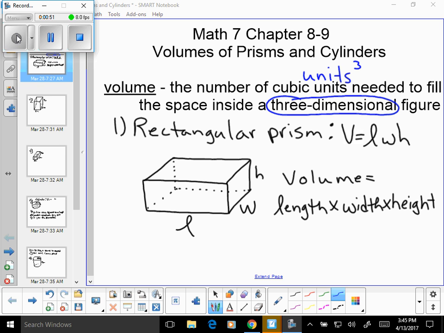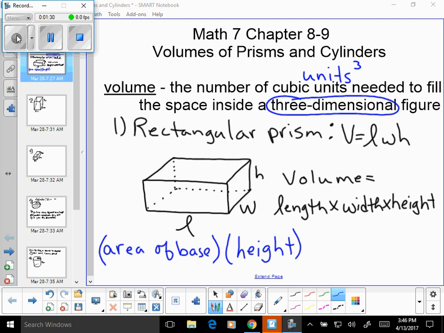The first one is for rectangular prisms. The volume is going to be length times width times height. Now you may recall years ago when you were younger that they taught you that the area of a rectangle was length times width. What we really see for volume is that you're going to take the area of the base times the height of the 3-dimensional figure. And that's going to work for any volume that you're going to have.